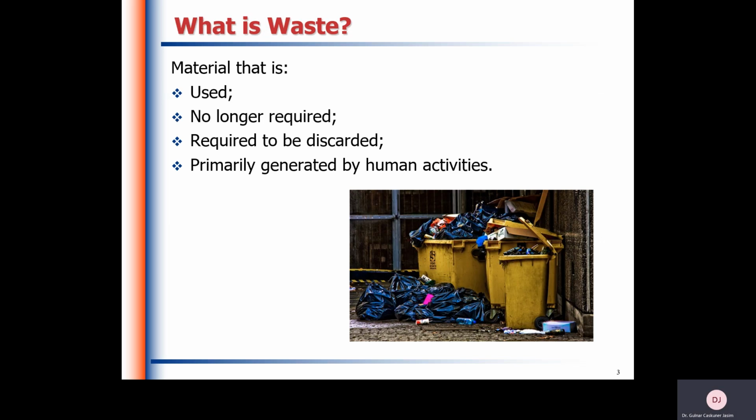First of all, we should define what waste is. A waste is a material which is already used, which is no longer required, needs to be discarded, and is primarily generated by human activities. So something has been used, you don't need it any longer, it needs to be disposed of, and one of the main things is that it is mostly generated by human activities. This is the definition of waste.